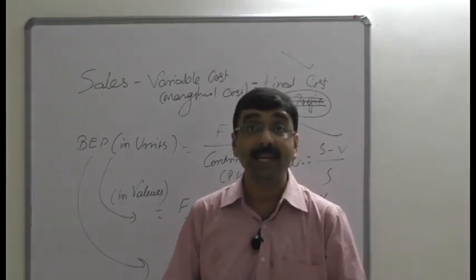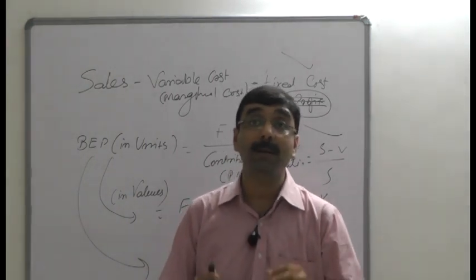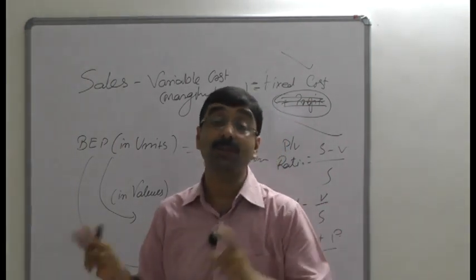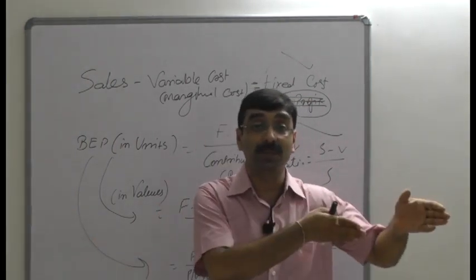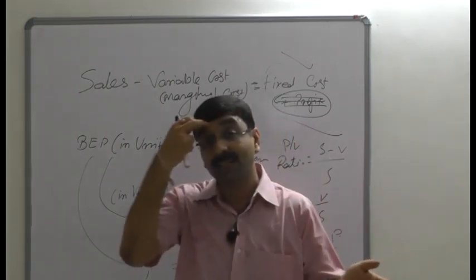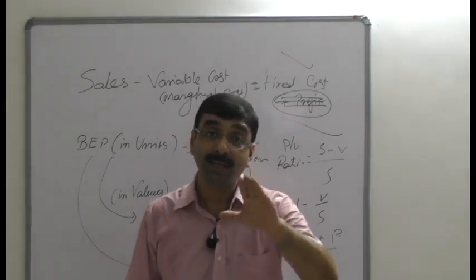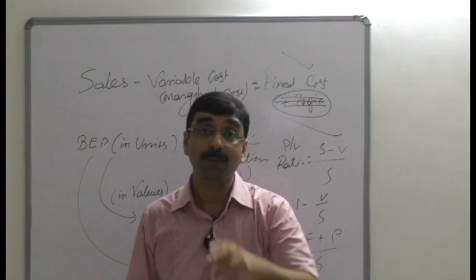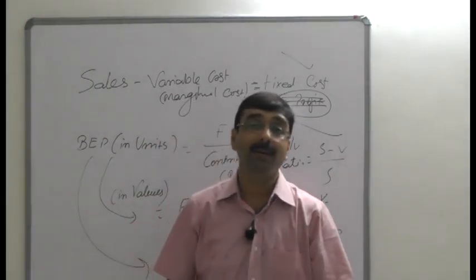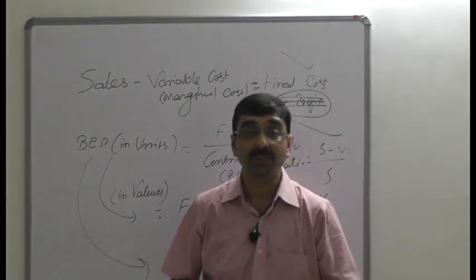One more point, in addition to that, it is possible to compute the ratio by comparing the change in contribution with the change in sales. Sometimes they may give two years of information for contribution as well as sales, and then ask what the change in your PV ratio is. In that case, you need to apply the formula: PV ratio is equal to change in contribution divided by change in sales. So that is all about the PV ratio.